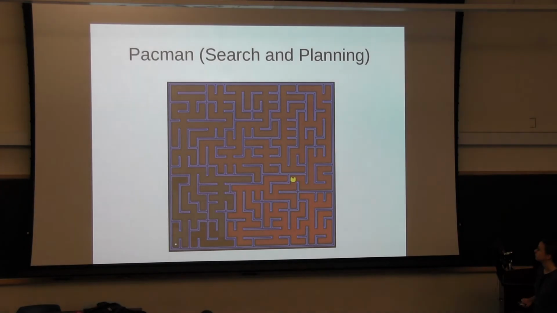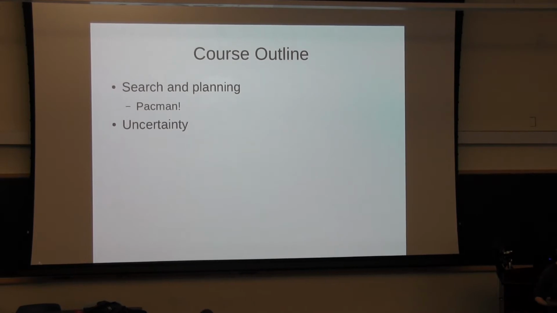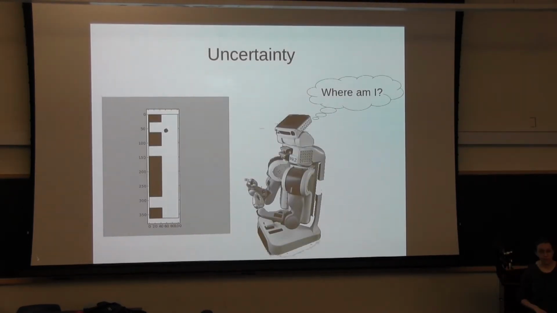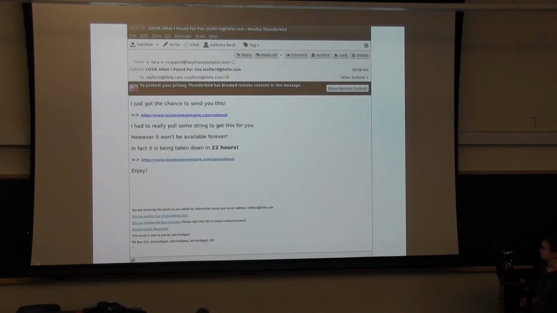So we had search and planning, the Pac-Man project, uncertainty, so that was Jaynes and the probabilistic reasoning, and then the project was SLAM, so trying to make a robot that could localize itself in a map and also construct the map all at the same time using a particle filter. And then making a decision. So that was the spam filtering and also the door detection.